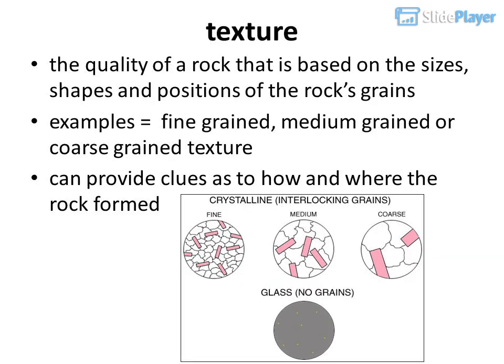Texture: the quality of a rock that is based on the sizes, shapes and positions of the rock's grains. Examples equals fine-grained, medium-grained or coarse-grained texture. Texture can provide clues as to how and where the rock formed.